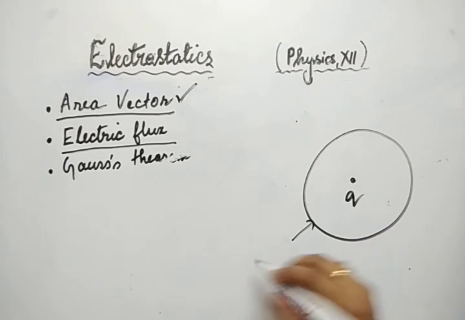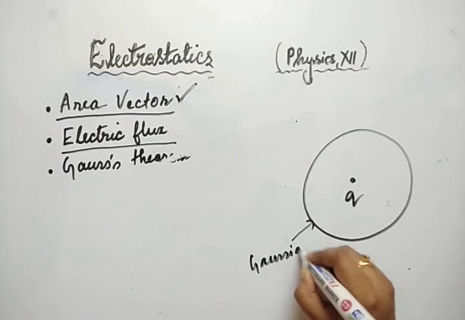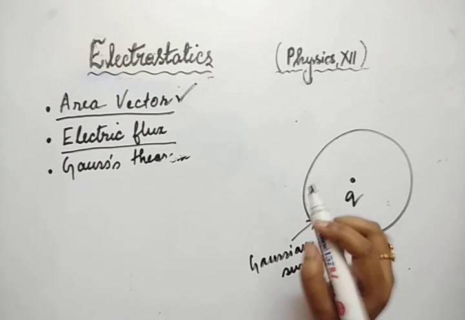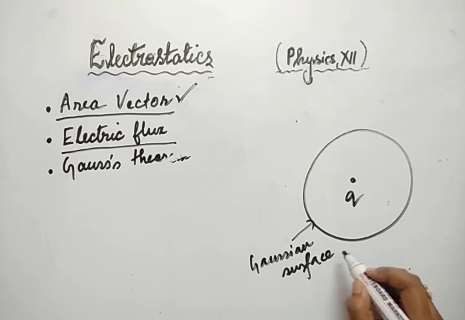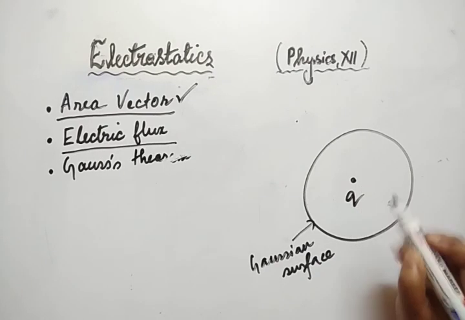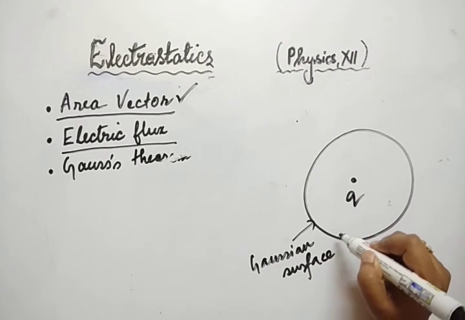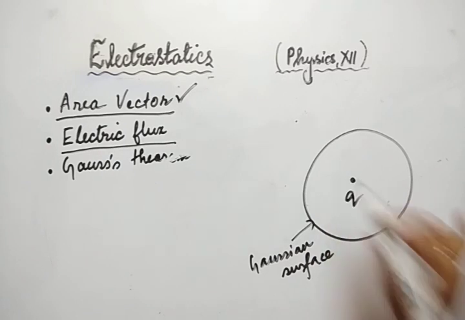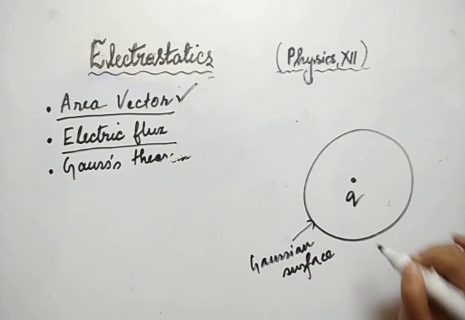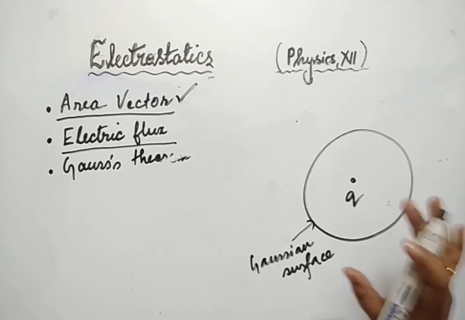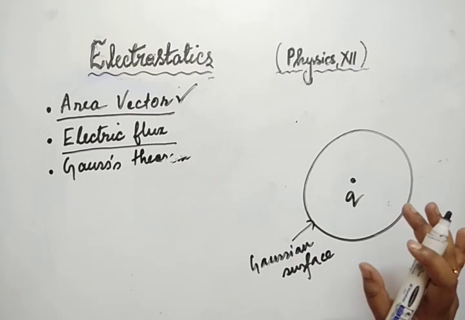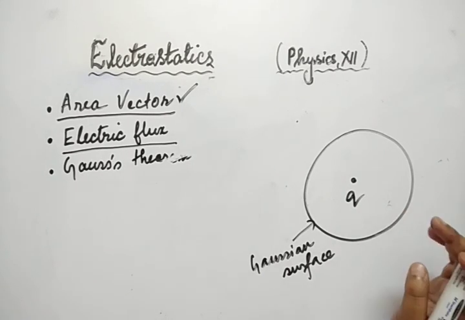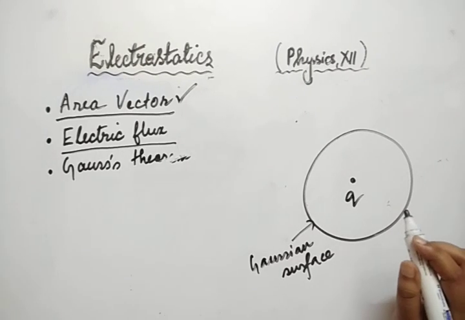So this is a Gaussian surface we have drawn. It is any hypothetical surface enclosing a charge, and we can say that it is an imaginary surface. It does not actually exist, but we draw it mainly to find the electric field due to a system of charges or a symmetrical continuous distribution of charges. So this is done for this reason.